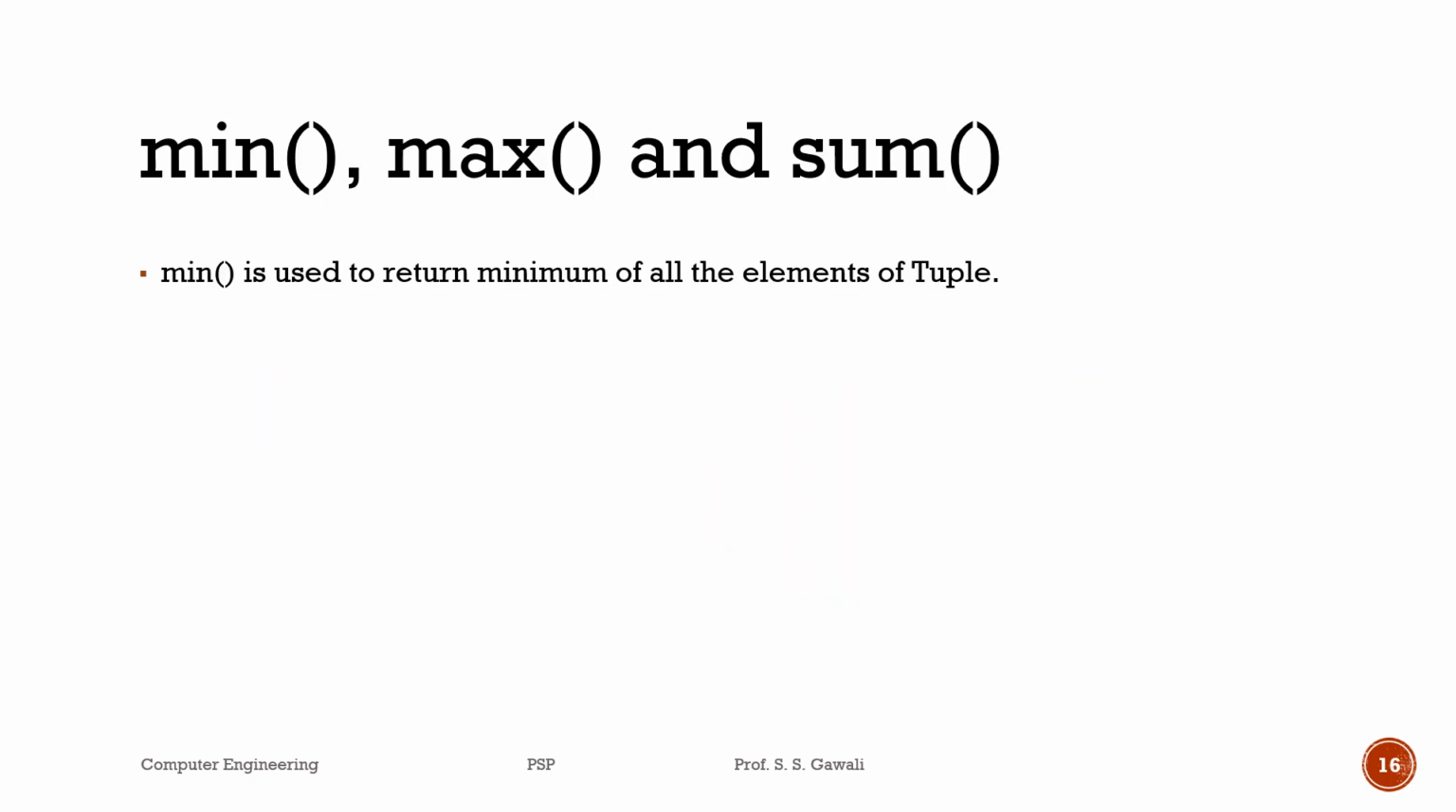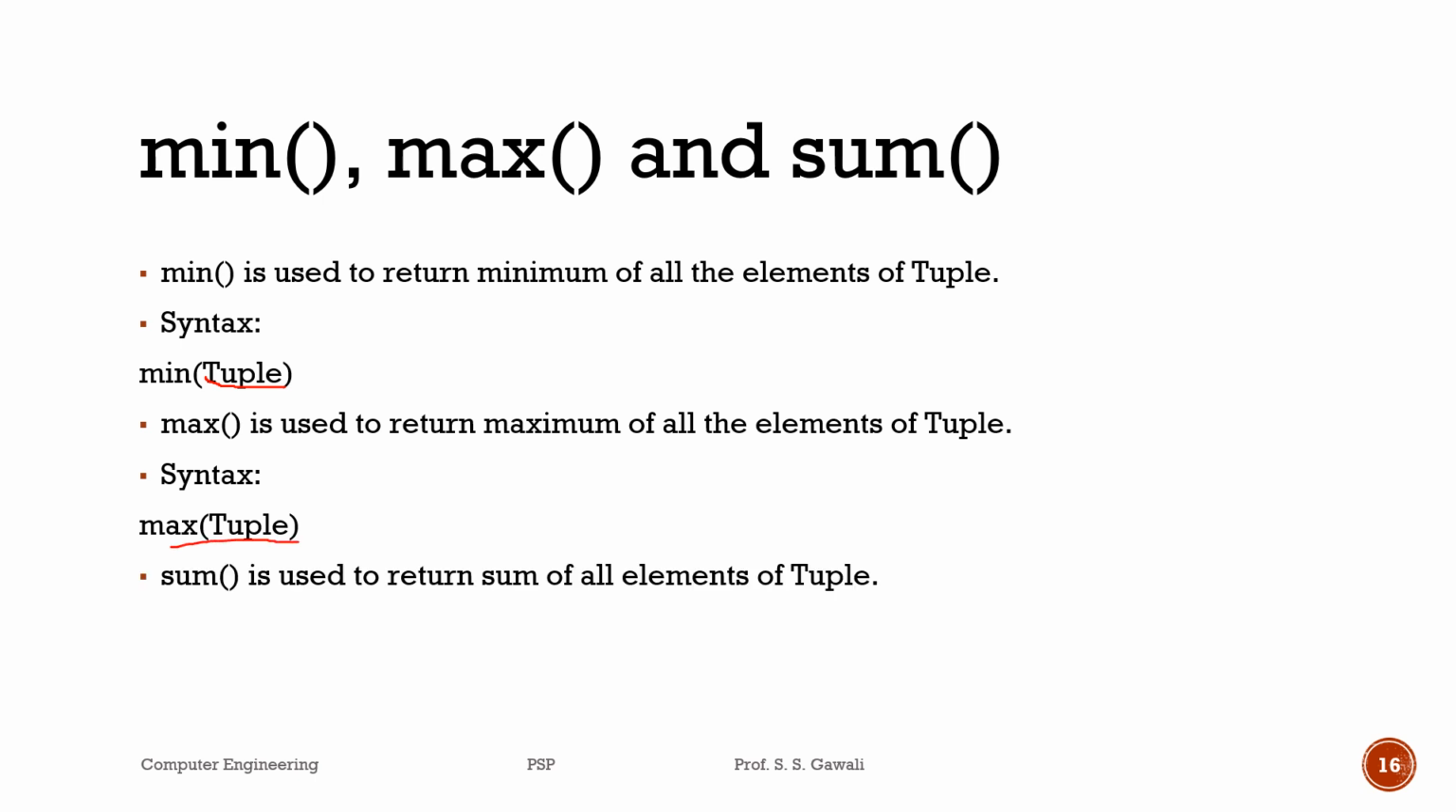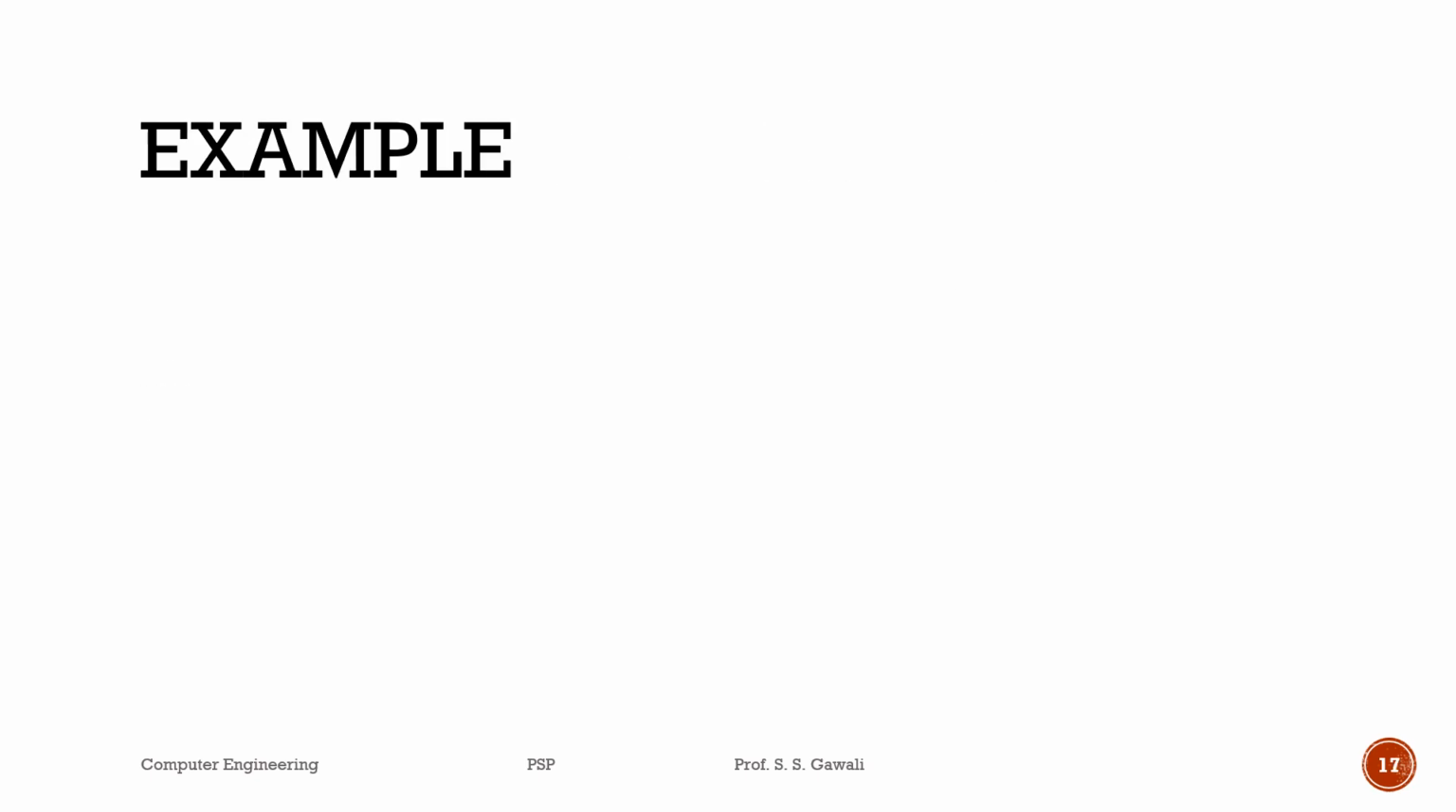Min, max, and sum. Min is used to return the minimum value of the elements present in the tuple. So min, and within the parentheses we have to write the tuple object name. The min is applicable for list as well as tuple. Then max is used to return the maximum element in the tuple. So max, within parentheses we have to write the tuple. Sum is used to return the sum of all the elements in the tuple. So sum, within parentheses we have to write the tuple.